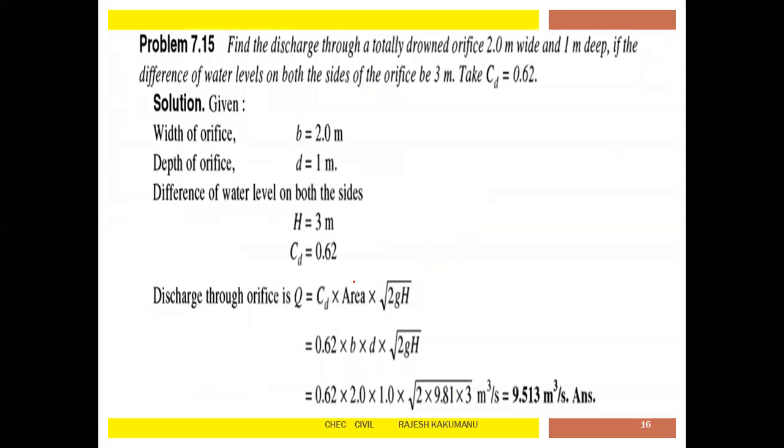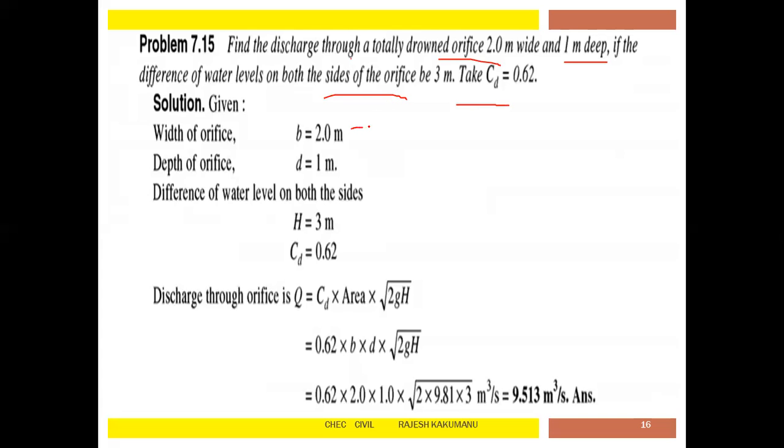Next, same problem. Find the discharge through the orifice. So in these problems, whenever you are reading the question in the exam, see whether it is rectangular or triangular or circular, and whether it is fully submerged or partially submerged. Now the discharge through a totally drowned orifice, 2 meters wide and 1 meter deep. Totally drowned means fully submerged. If the difference of water levels on both sides of the orifice is 3 meters, take CD.